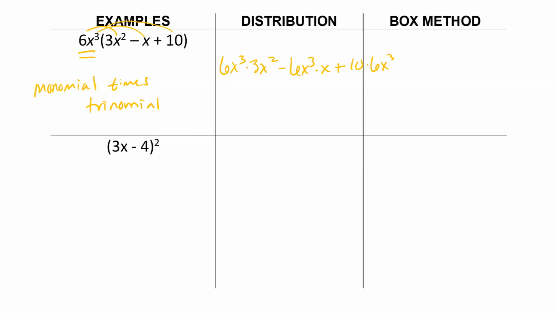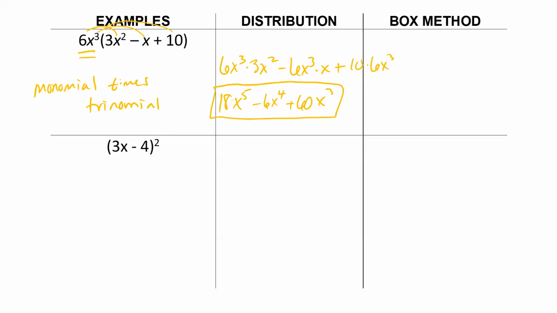What's 6 times 6? 6 times 3? 18. What is x cubed times x squared? x to the 5. Yes. Then we have -6. What is x cubed times x to the 1? x to the 4. And then 10 times 6 is 60x cubed.